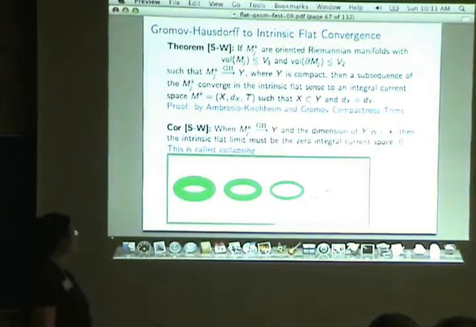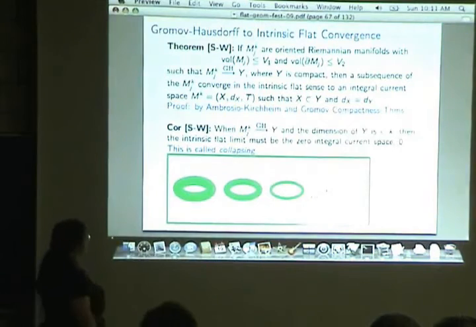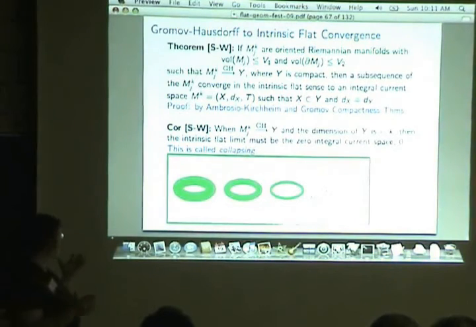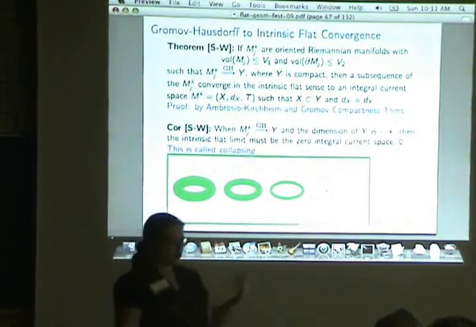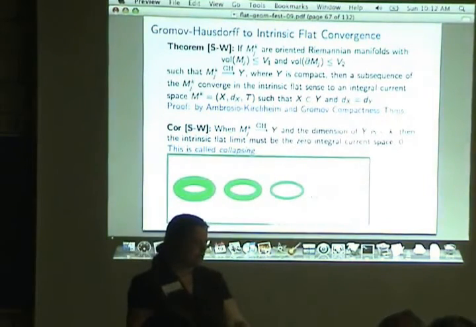One corollary of this is that if the Gromov Hausdorff limit is lower dimensional, then the intrinsic flat limit is 0. Okay, so if it's lower dimensional, as in this picture, the intrinsic flat limit is 0. It was always called collapsing in Gromov Hausdorff theory. You call it collapsing if the volume went to 0, or the dimension went down. And so we now see that this is not the setting we're in. We're in the setting where there's no collapsing.